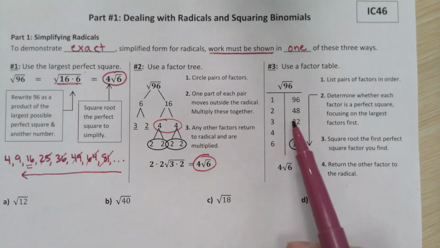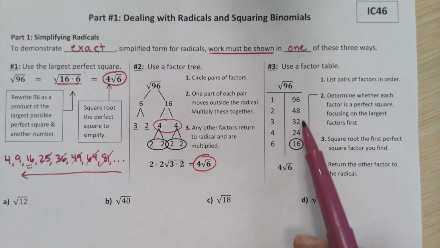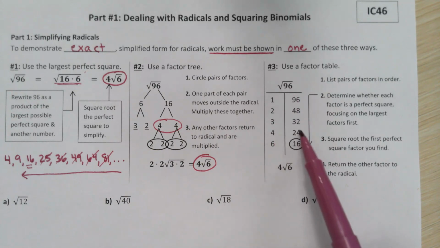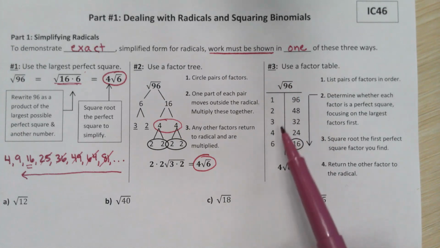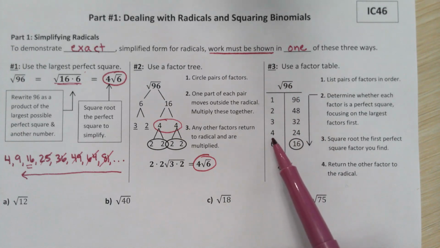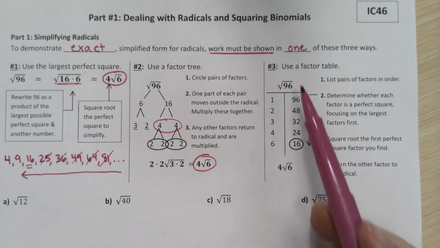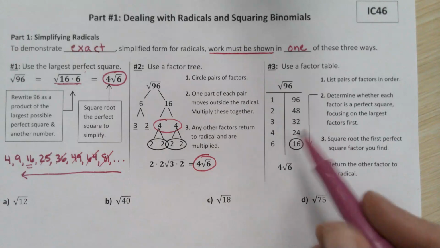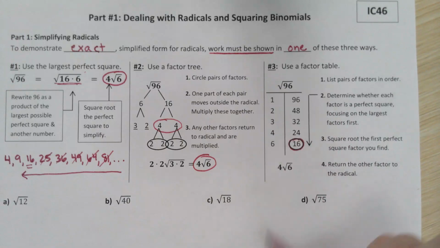96 divided by 3 is 32. Test 32 to see if it's a perfect square. If you don't know, it's not. 96 divided by 4 is 24. Test 24 to see if it's a perfect square. It's not. We can't do 96 divided by 5, so we skip it. It would result in a decimal. 96 divided by 6 is 16, and boom, we landed at the biggest perfect square.